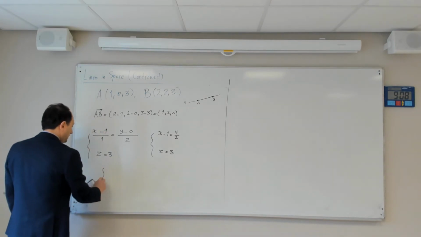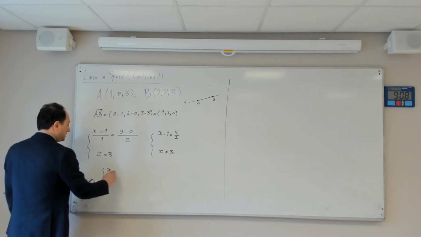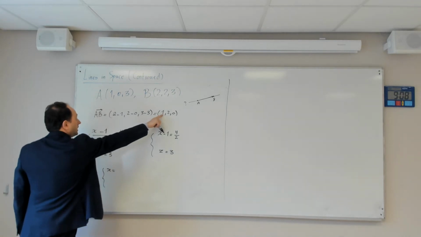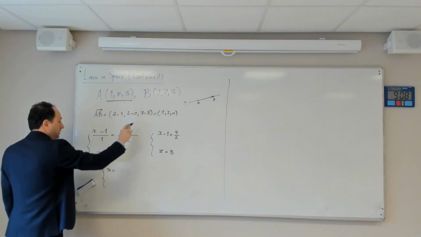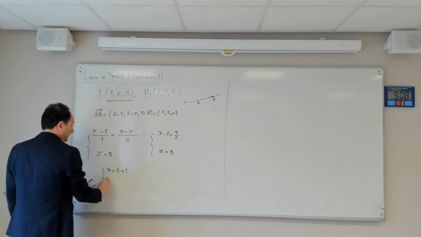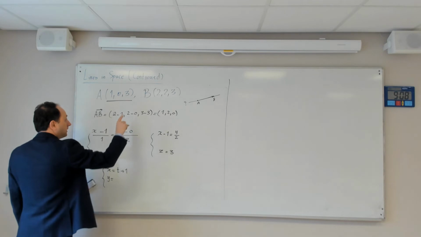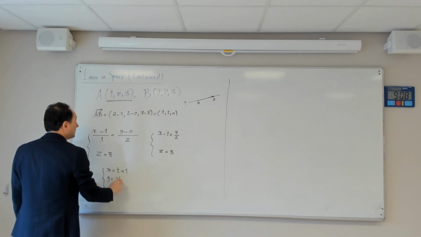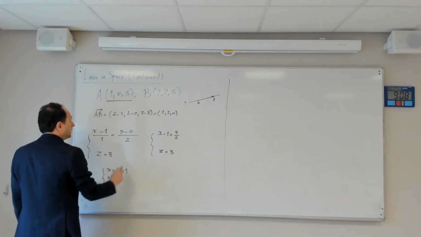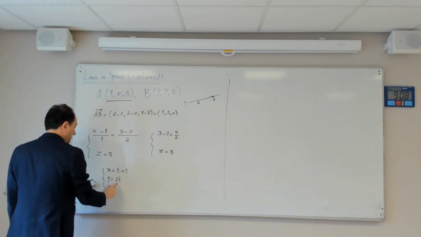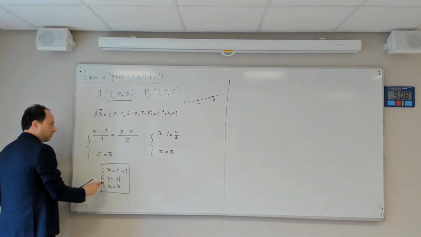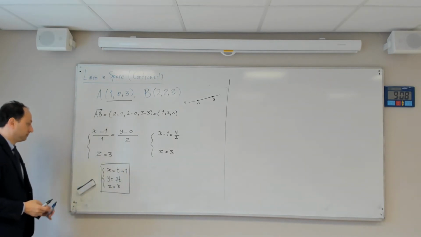So if I want to write a parametric form, I would write x is equal to 1, and I have chosen to work with A. So this becomes 1t plus the x coordinate of my point. Y is equal to 2t plus 0. And then z is equal to 0 plus 3. So that's it. So either you write it in parametric form or you write it in canonical form.